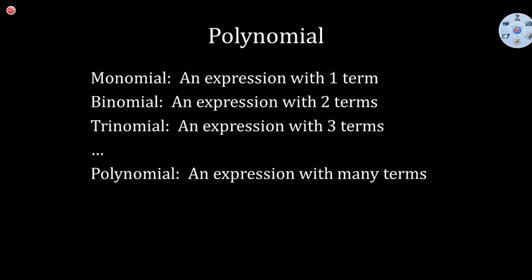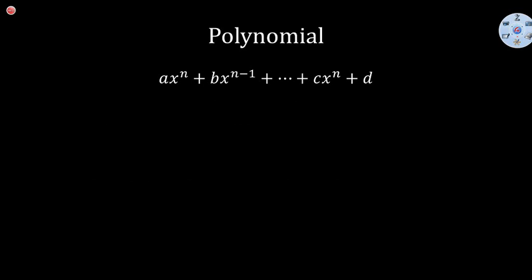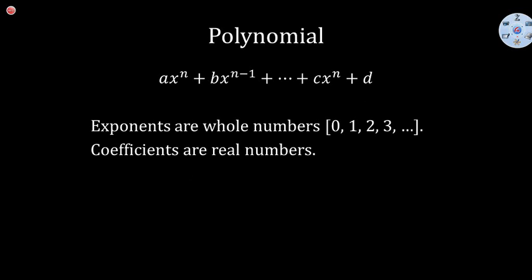To the more formal definition, a polynomial is an expression that looks like this, where we have coefficients and degrees. A couple things to note here is that the exponents of a polynomial are always whole numbers, either 0, 1, 2, 3, 4, something like that. And the coefficients have to be real numbers.